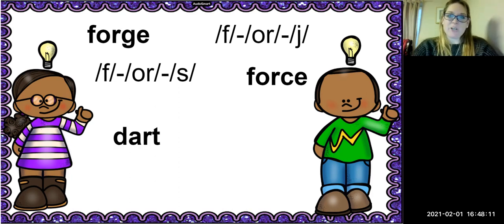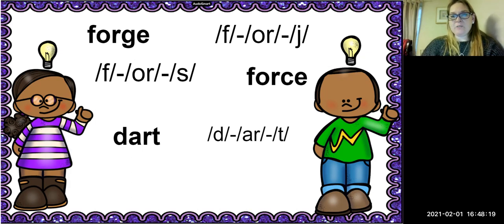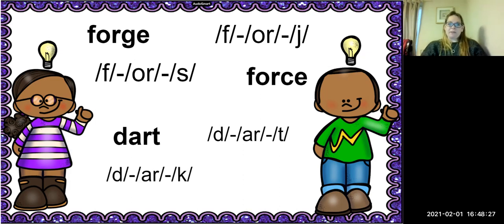The next word is dart. Dart. How many sounds do you hear in the word dart? I hear 3 sounds. Dart. Good. We're going to change the t part to k. What will the new word be? It is going to be dark.